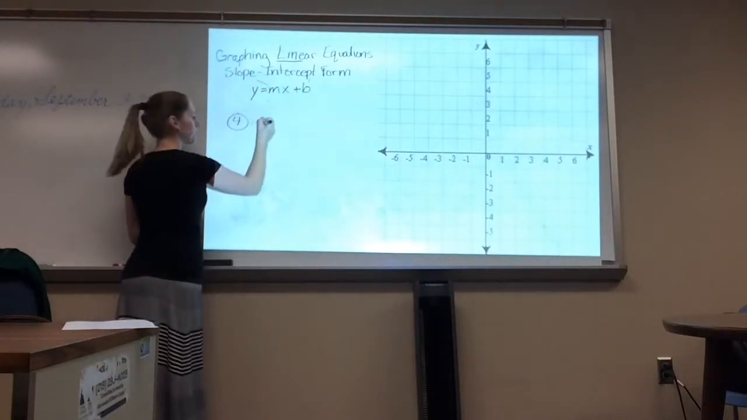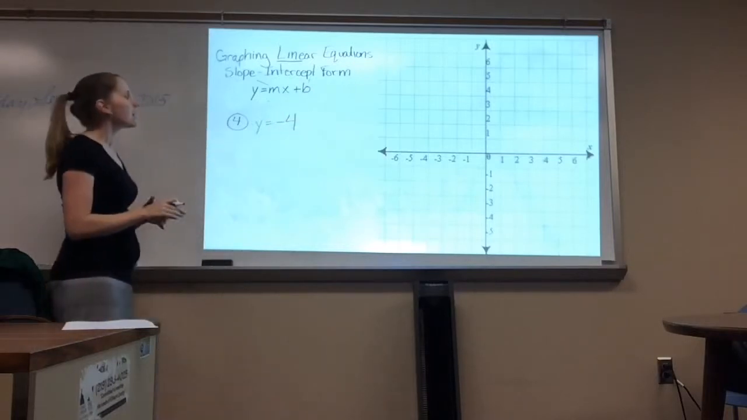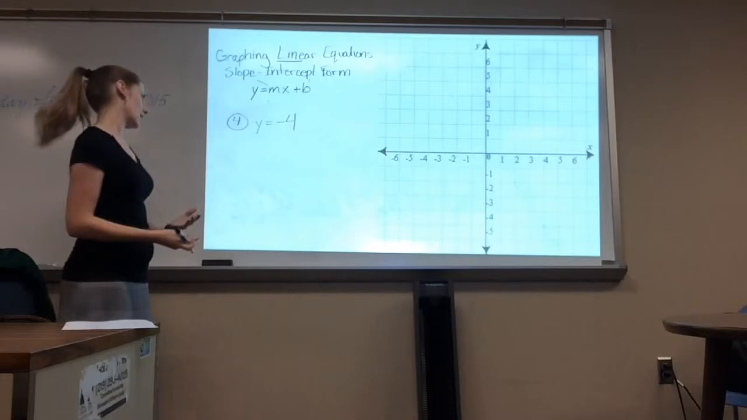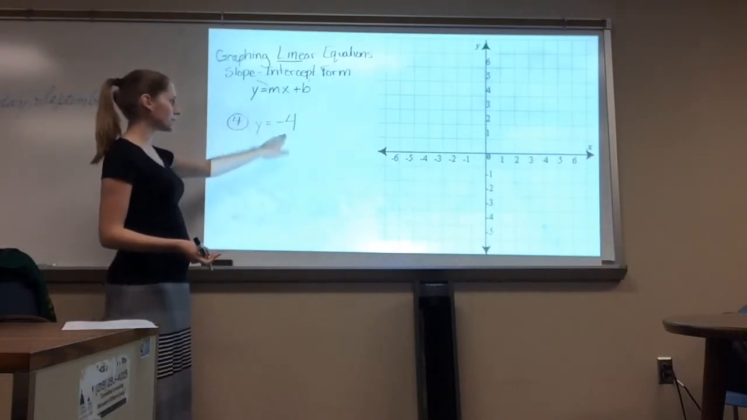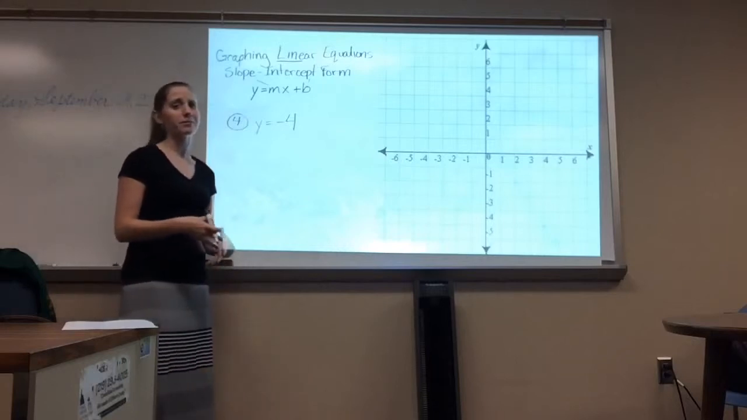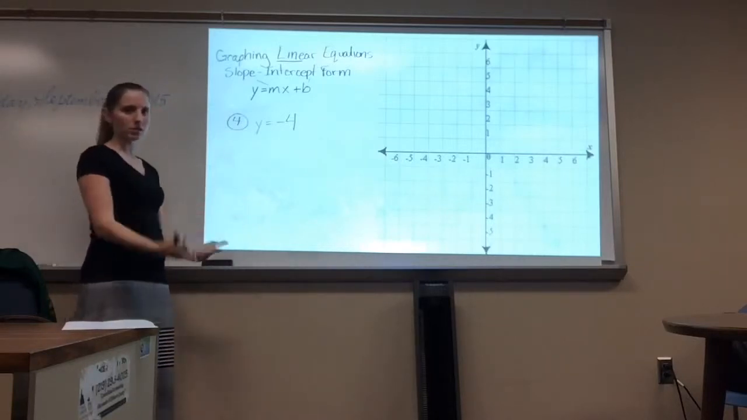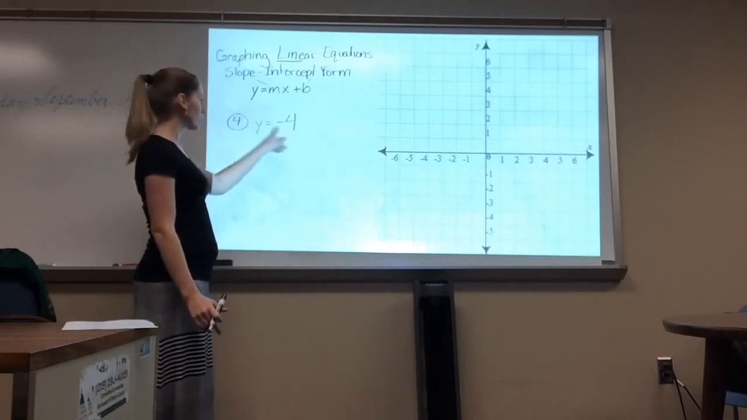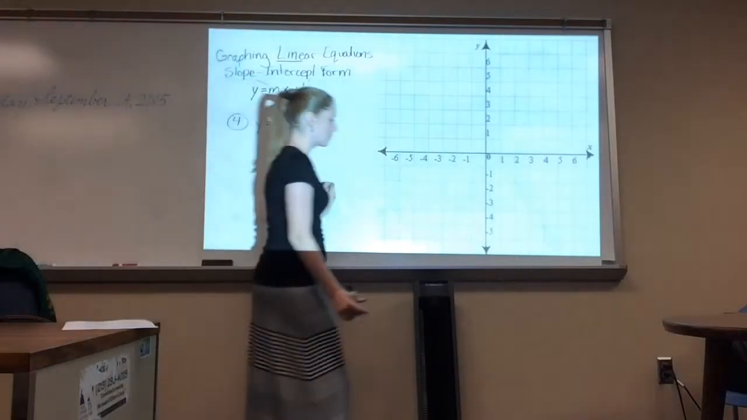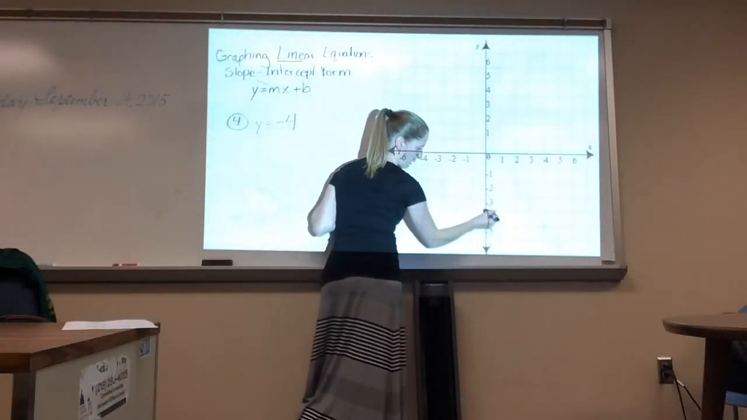For problem number 4, our equation is y equals negative 4. This one's a little tricky, okay? We're missing the x. So I can't just say that the slope is negative 4 because that's not the number in front of x. There is no x. So there's actually no slope that we can write down. What we're going to do is go to the graph and go to where y equals negative 4. So that means go down 4 places, put a point.